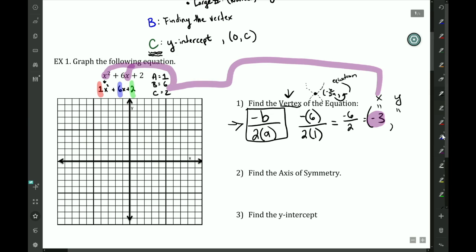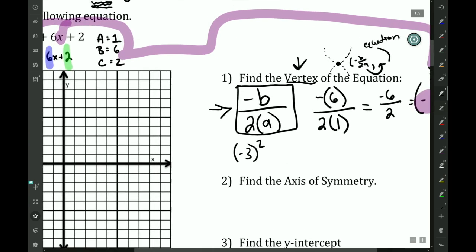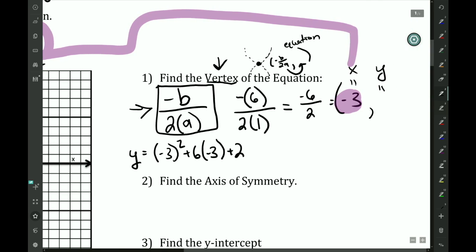What that's going to look like is negative 3 squared, don't forget the parentheses, plus 6 times negative 3 plus 2. That's going to be our y. It looks scary, but again, it's really not too bad. Just take a deep breath. Negative 3 squared is positive 9 minus 18 plus 2. And after all is said and done, you should have negative 7. So negative 3, negative 7 is our vertex.